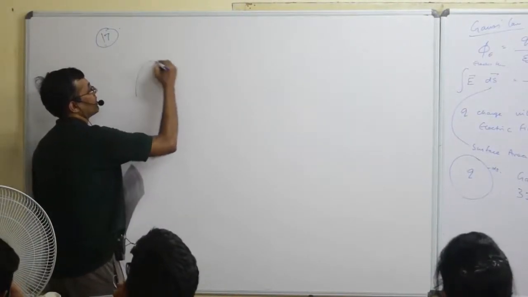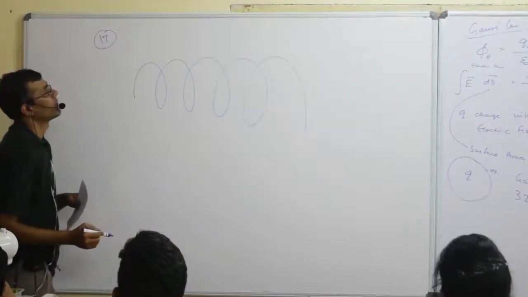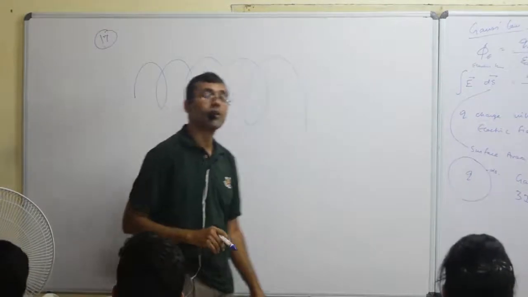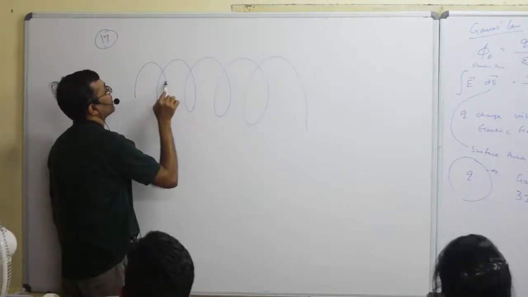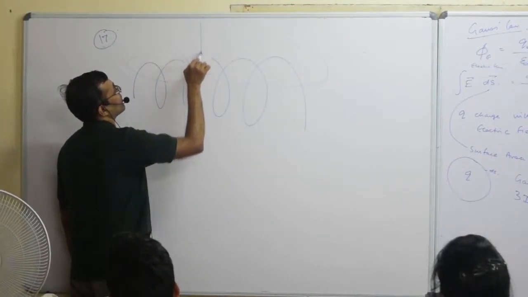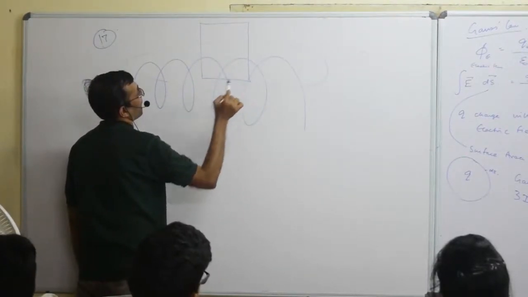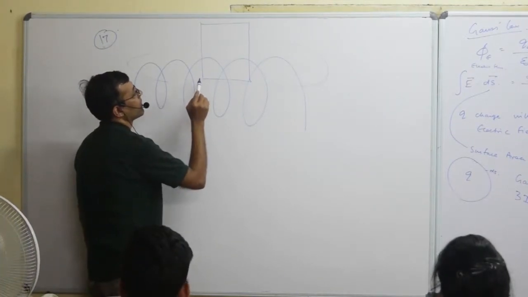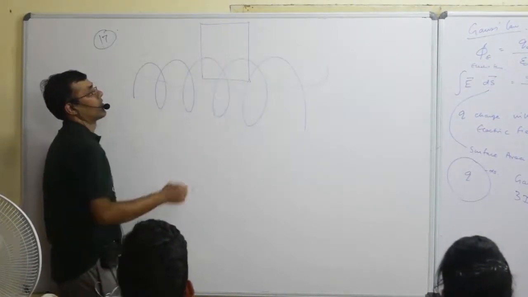Okay, so let's take the solenoid, something like this. And then, just like the Gaussian surface, we have to come up with the Amperian loop. The magnetic field goes like this, right? So what we are assuming is the Amperian loop is taken this way, in a rectangular shape.